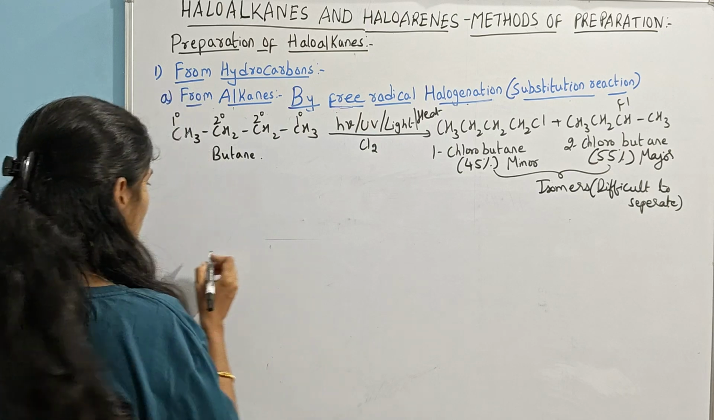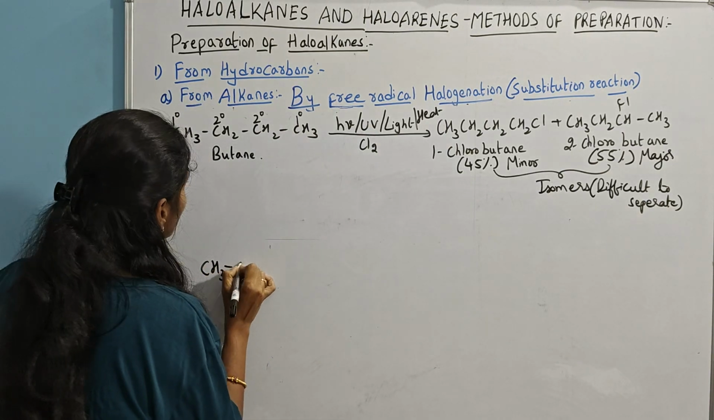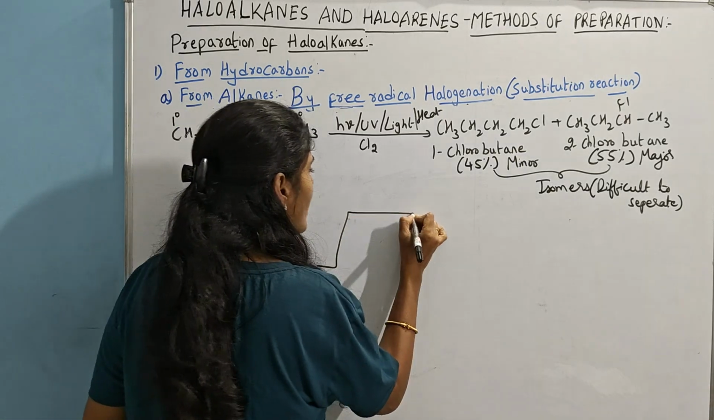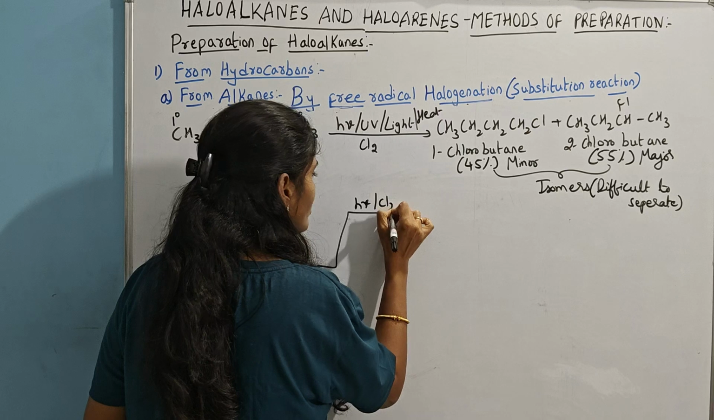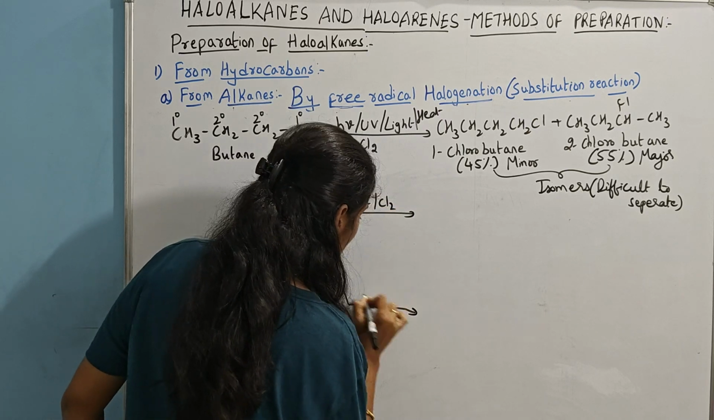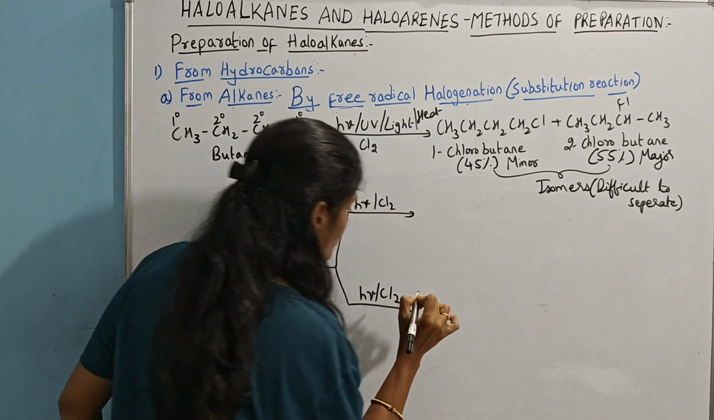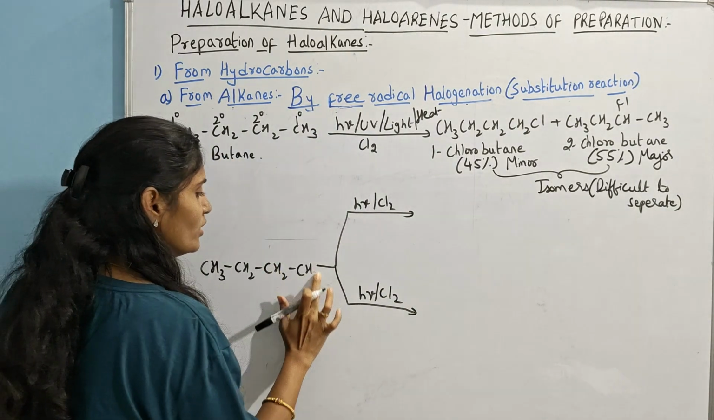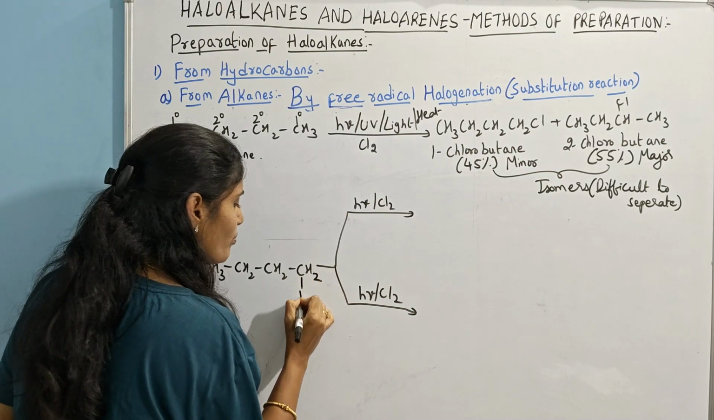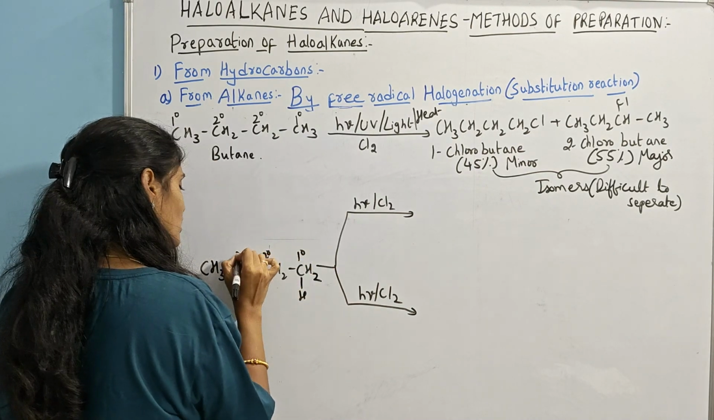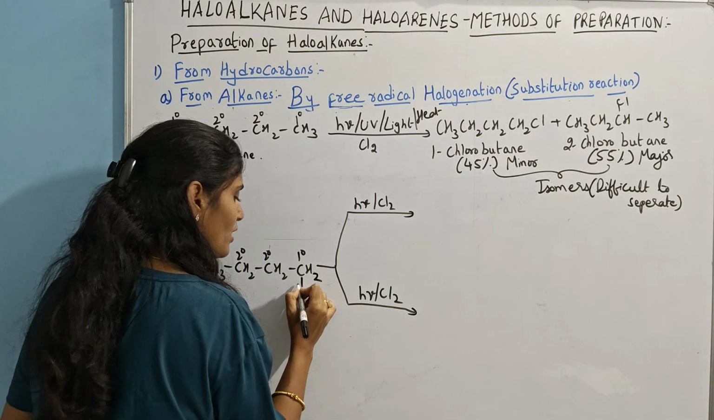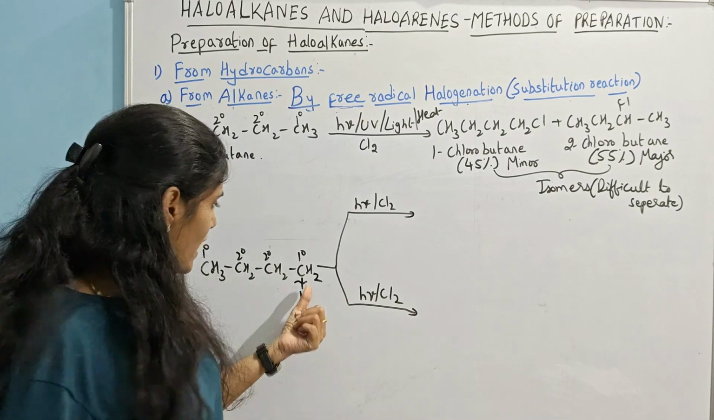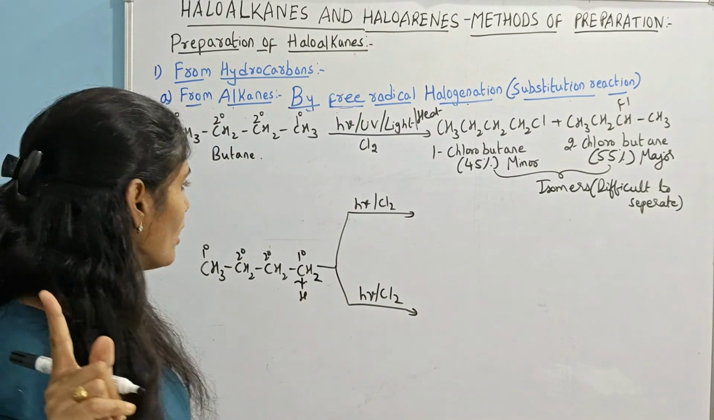We will see. Let me take two possibilities here, CH3CH2CH2CH3. I can do halogenation of this with hν, in the presence of sunlight. There are two possibilities when I do chlorination in the presence of sunlight. What are they? The first possibility is that the hydrogen from the primary carbon can undergo homolytic cleavage, giving me a hydrogen free radical.